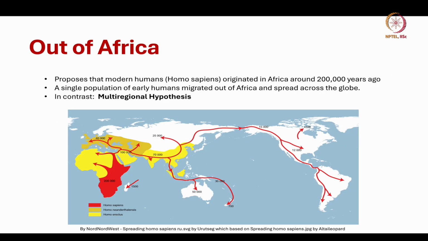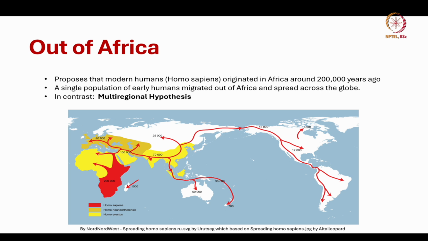Okay, now let's jump on to the out of Africa hypothesis, what this hypothesis actually is. It proposes that modern humans, Homo sapiens, originated in Africa around 200,000 years ago. This 200,000 is not an exact number. Some researchers claim that it is around 150,000 years ago, some say it's 160,000 years ago, but it is an estimate with a relatively large error. And then it says that a single population of early humans migrated out of Africa and spread across the globe.